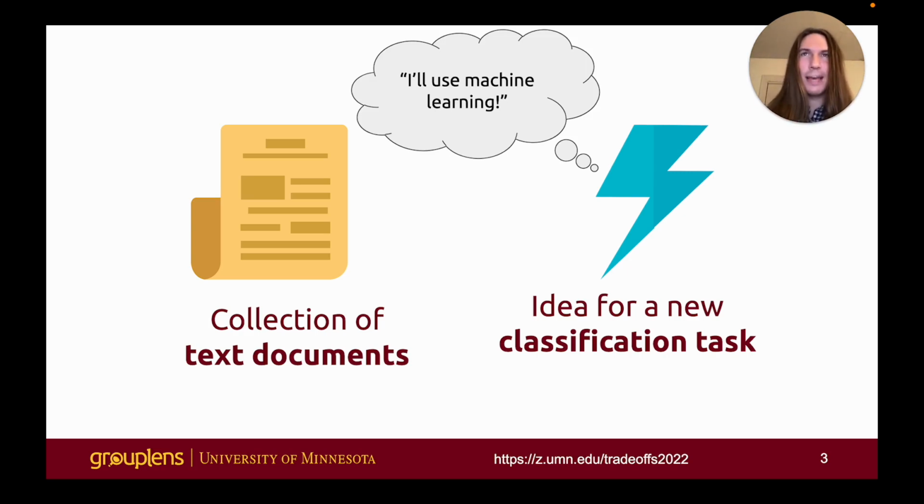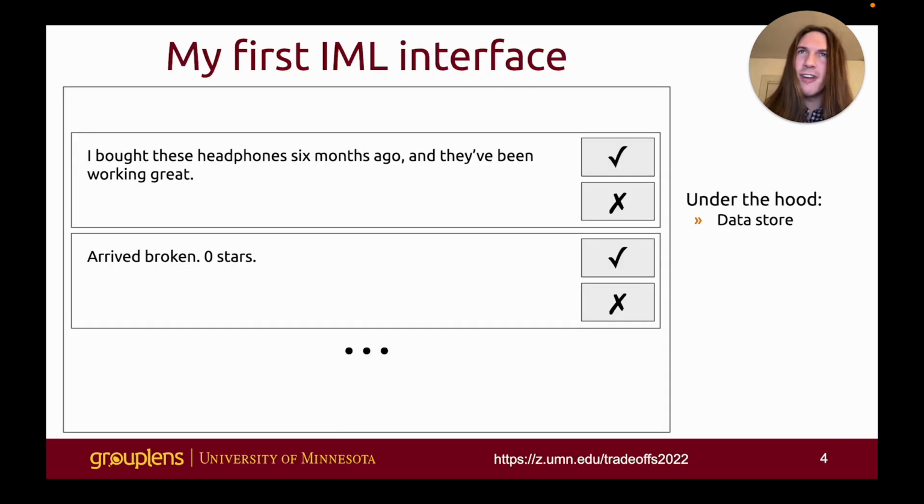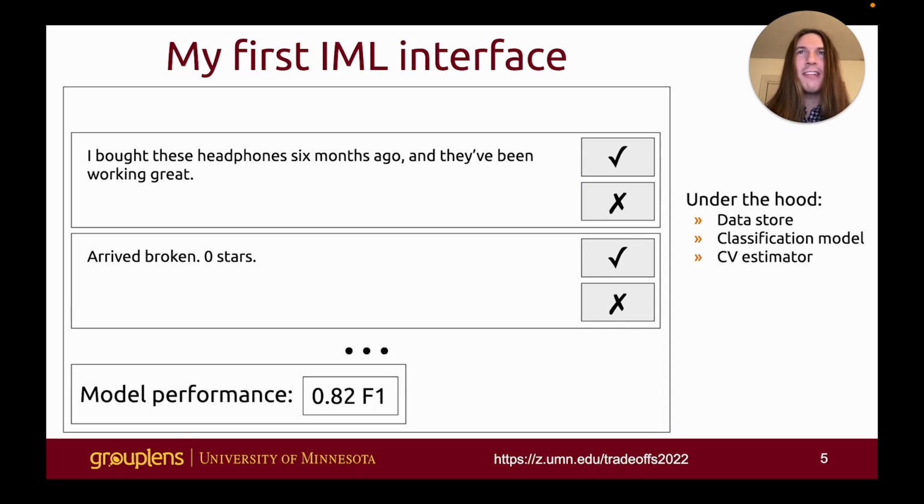Let's design an IML interface for my classification task. The most fundamental feature is displaying documents alongside annotation buttons so that I can assign labels to individual documents. As I label, I want an estimate of my model's performance, which is going to help me to feel like I'm making progress, to decide when to stop labeling, and to estimate how many more labels I'll need to get.